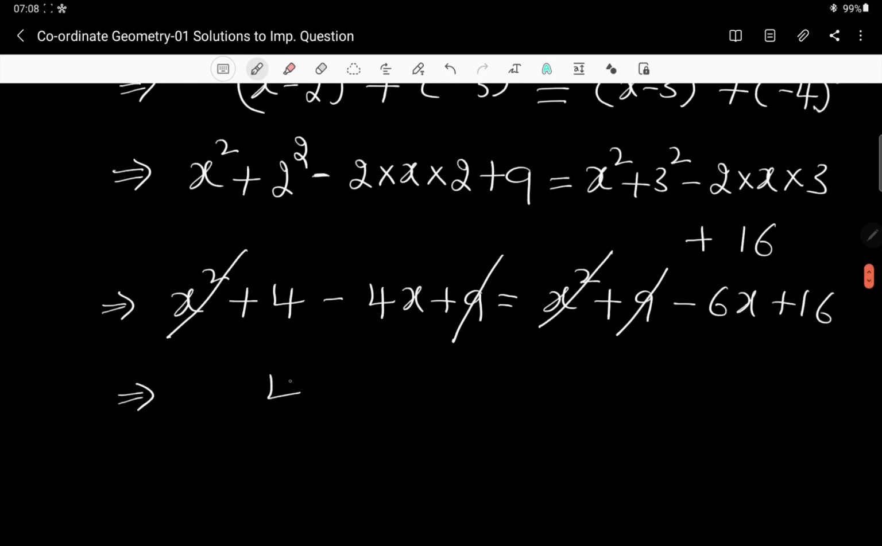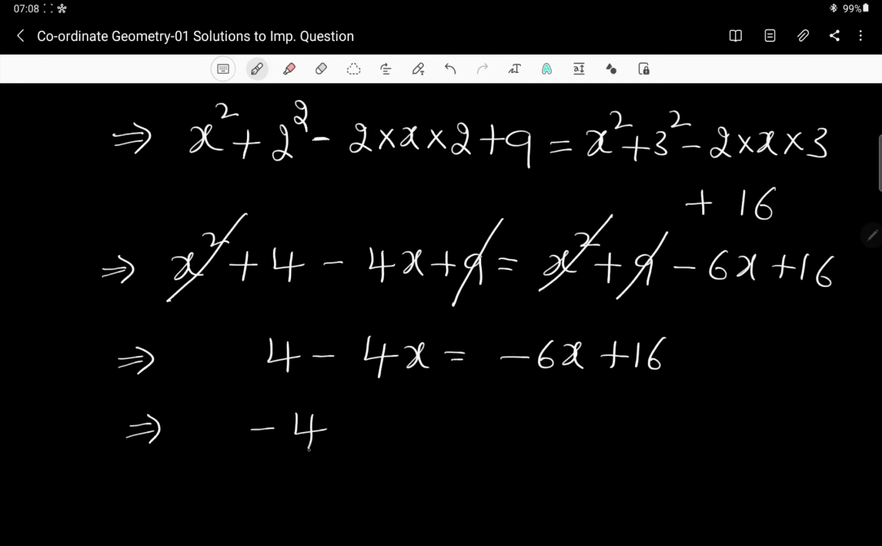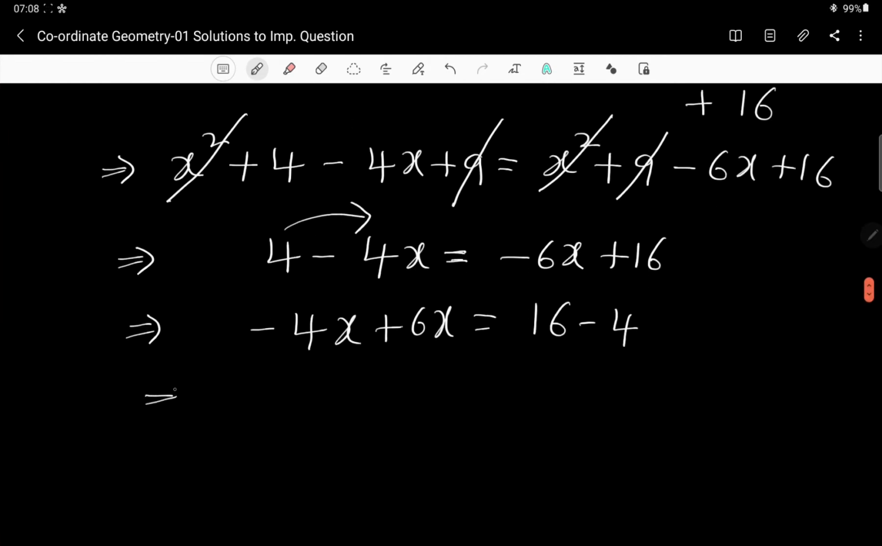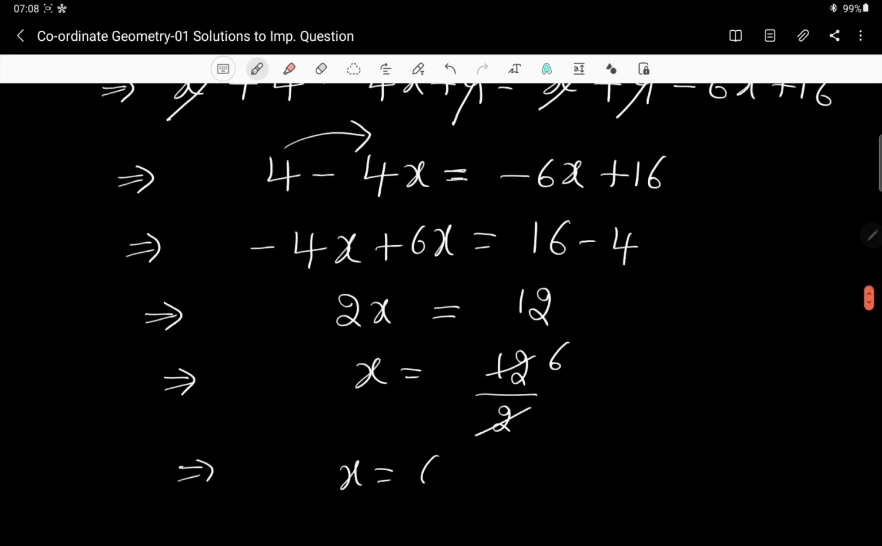What are we remaining with? We are remaining with 4 minus 4x is equal to minus 6x plus 16. All right, so let me keep minus 4x here only, and let me bring this minus 6x this side. So it becomes minus 4x plus 6x is equal to 16; the 4 I am taking that side, I mean right side, so then it becomes minus 4. All right, so I hope you are getting the calculation. 6x minus 4x is 2x. 2x is equal to 16 minus 4, which is 12. Then I am going to get x is equal to 12 divided by 2. So that is 2 sixes are 12. Then I am going to get x is equal to 6.